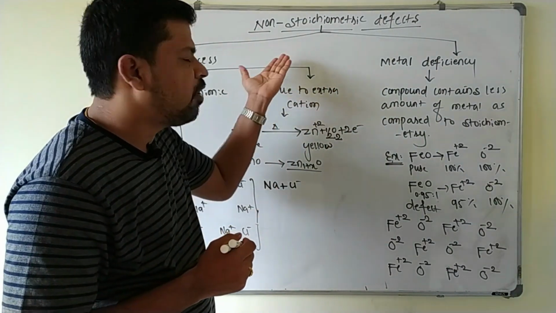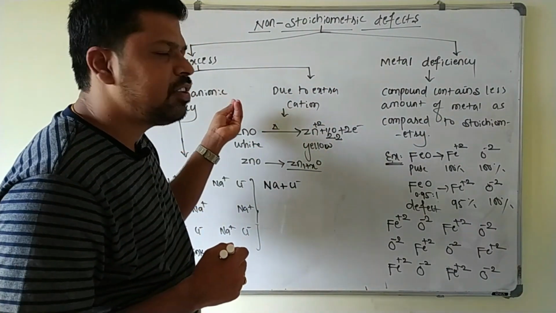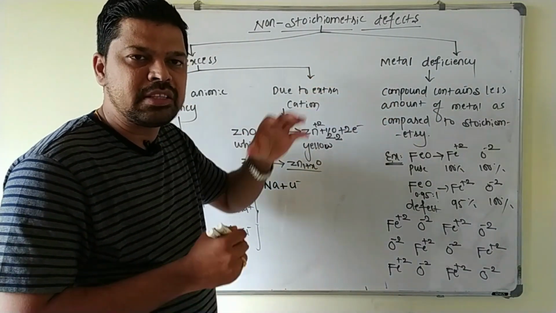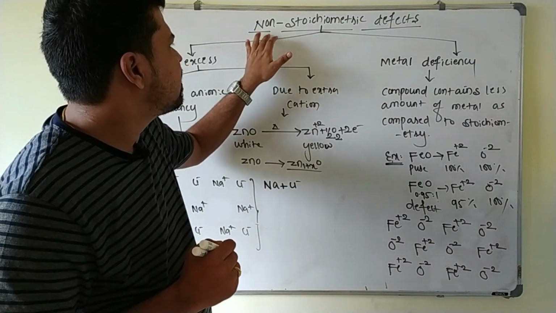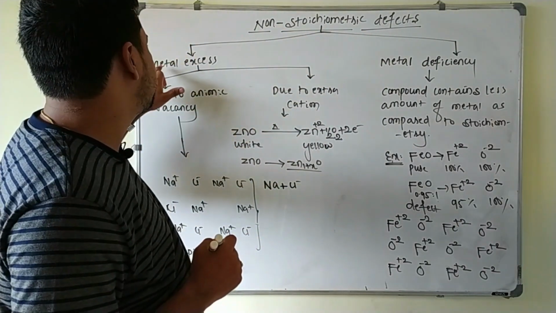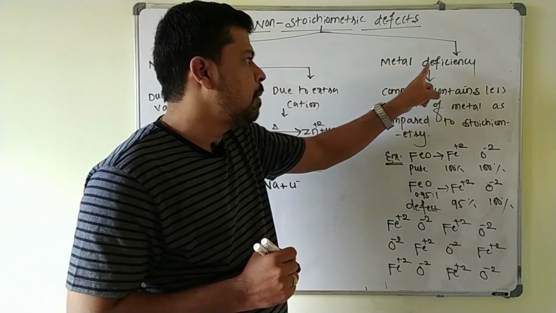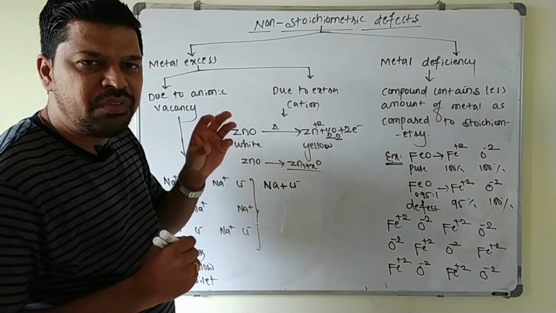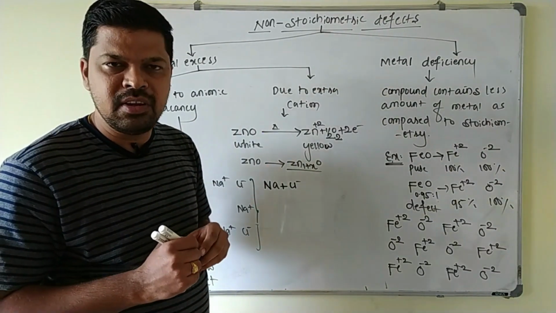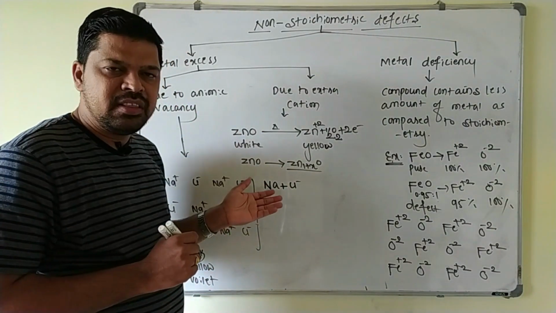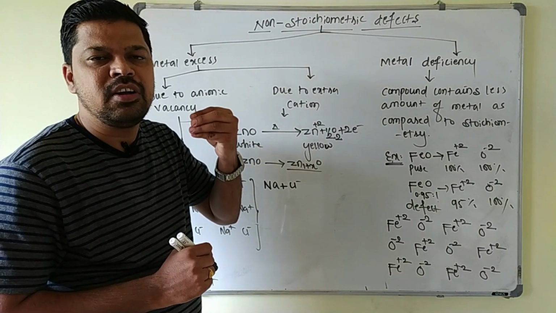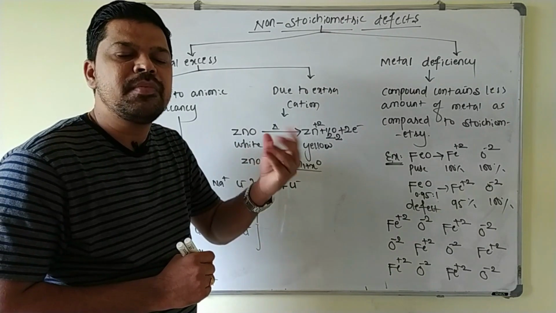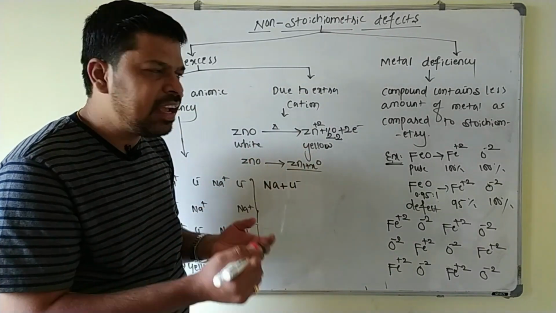In case of the ionic solids, what happens here? Cations may be missing or some extra cation may be coming and occupying some interstitial site here. In this case, non-stoichiometric defects, there are two types. One is metal excess defect and another is metal deficiency defect. The name indicates metal excess defect means the metals form cations, so they will have excess of cation. That excess of cation is due to the presence of more number of cations or some of the anions may be missing. If the anions are missing, automatically the number of cations will increase here.